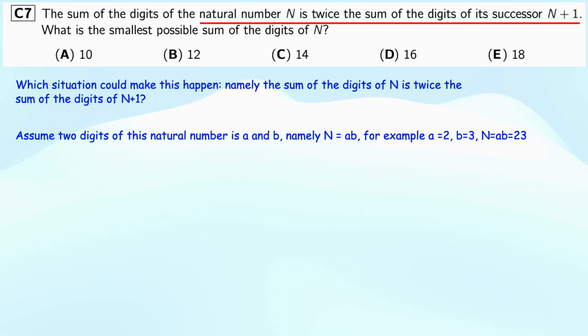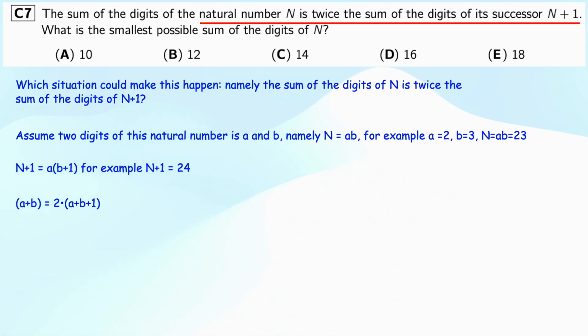Assume the two digits of this natural number n are a and b. Namely, n is equal to ab. Here, ab doesn't mean a multiplied by b, they just combine together. For example, if a is 2 and b is 3, n is equal to 23. Okay, so n plus 1 is just b increased by one, so it becomes a, b plus 1. For example, n plus 1 could become 24.